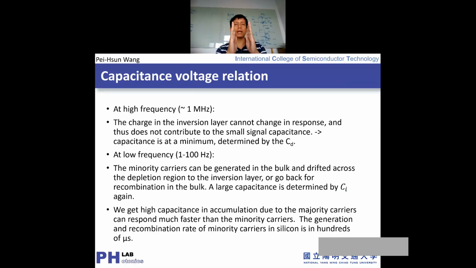So the insulator doesn't really matter, because along the insulator we do not have additional minority carrier electrons accumulating along the surface. So we only modulate the depletion carrier.